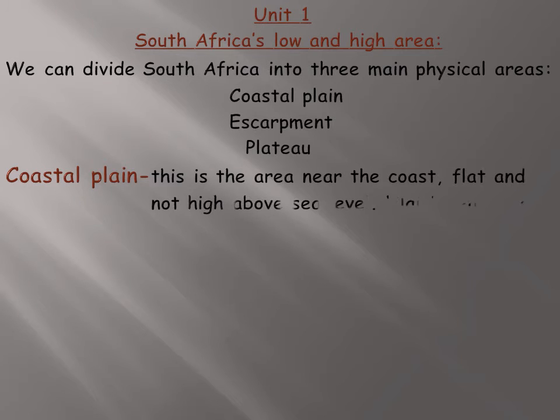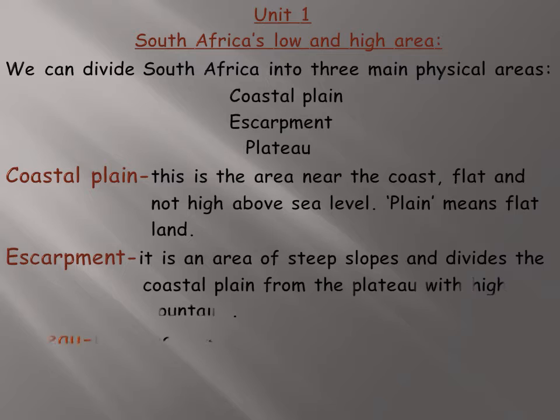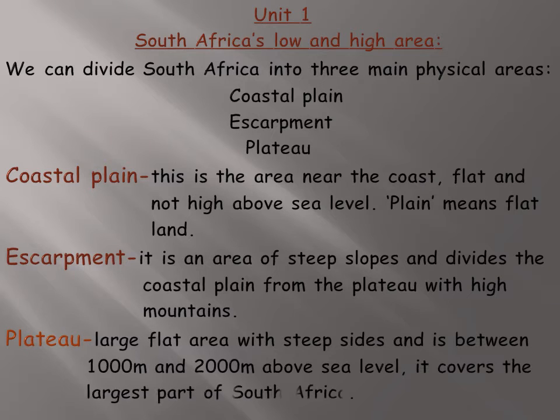Unit 1, South Africa's low and high areas. You need to have a piece of paper and a pen ready, and we're just going to go over the most important points. Then you write down the stuff that you think will be important that I'm also going to mention to you. So you can make notes and try and memorize it. South Africa is divided into 3 main physical areas. So the 3 main physical areas in South Africa are the coastal plain, the escarpment and the plateau.